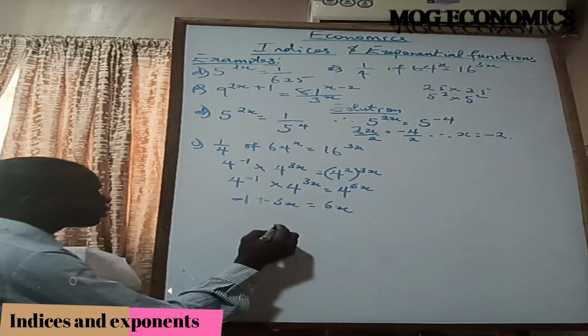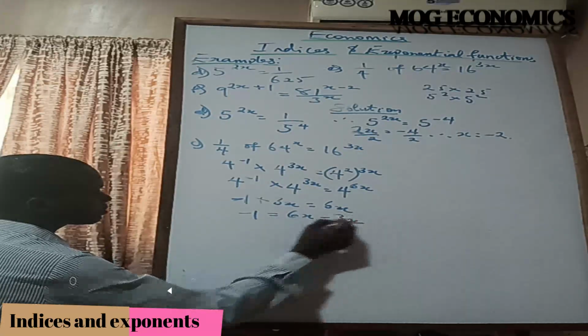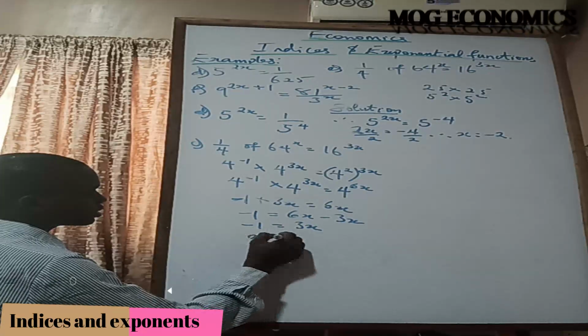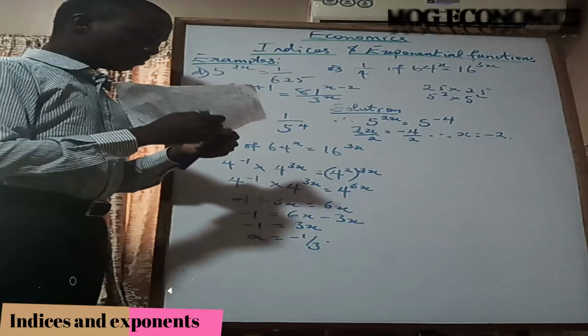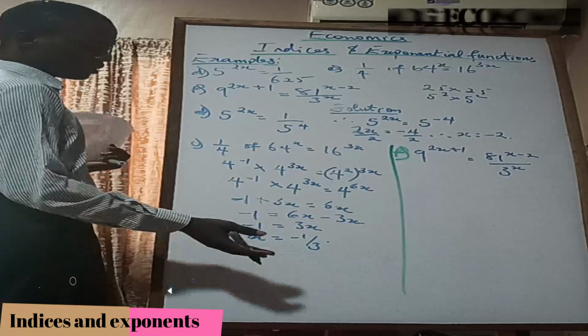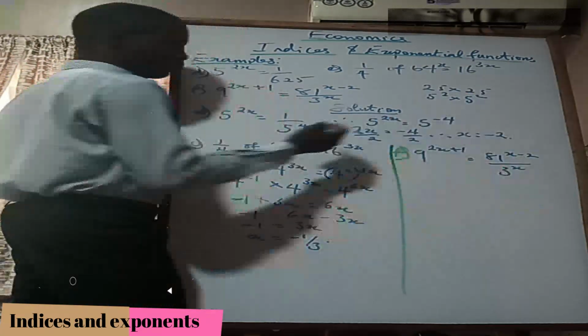Alright, so from here, can we do something? So minus 1 equals 6x minus 3x. So minus 1 equals 3x. x equals minus 1 over 3. So with that, we are done. Is it minus 1/3? Yeah, this is correct. Then finally we have F here, 9 to the power 2x plus 1 equals 81 to the power x minus 2, divided by 3 to the power x.